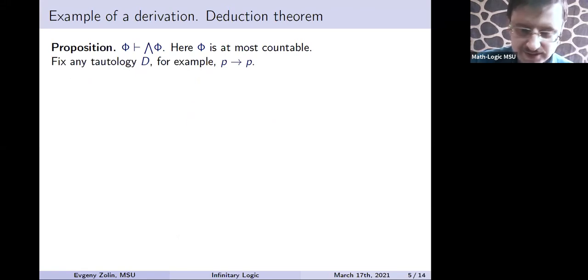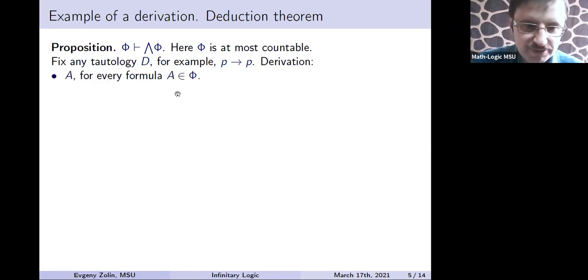Indeed, let us consider this derivation. Let us fix some tautology. For example, P implies P, or just top, or P implies top, any tautology that you like. Then we write the following derivation.